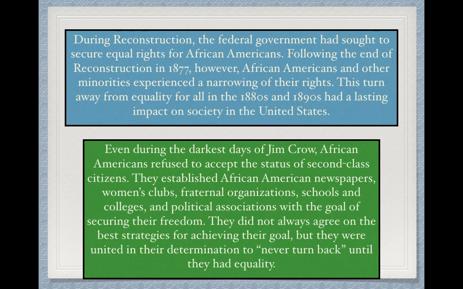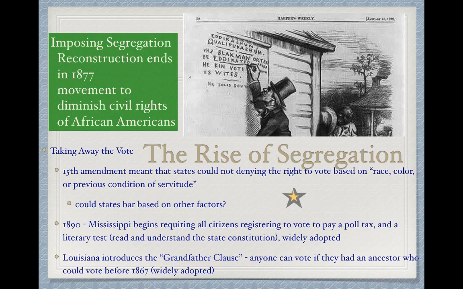So during Reconstruction, the federal government had sought to secure equal rights for African Americans. Following the end of Reconstruction in 1877, however, African Americans and other minorities experienced a narrowing of those rights. During the Jim Crow era, though, I don't want you to think that African Americans were just like, oh no, we're so oppressed. They actually really band together here, and we start to see a lot of pushback against Jim Crow laws. The civil rights movement, oftentimes we think of as just Martin Luther King Jr. in the 60s and the Civil Rights Act of the 60s. But it actually is going to begin during Reconstruction. The Civil Rights Movement has its roots here.